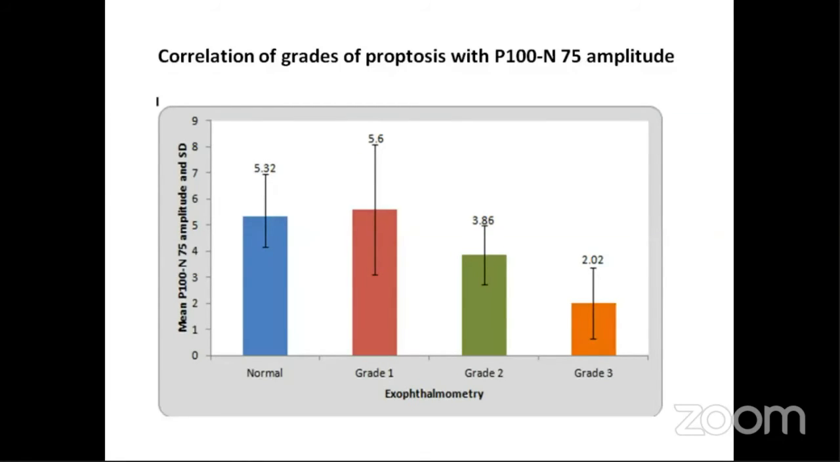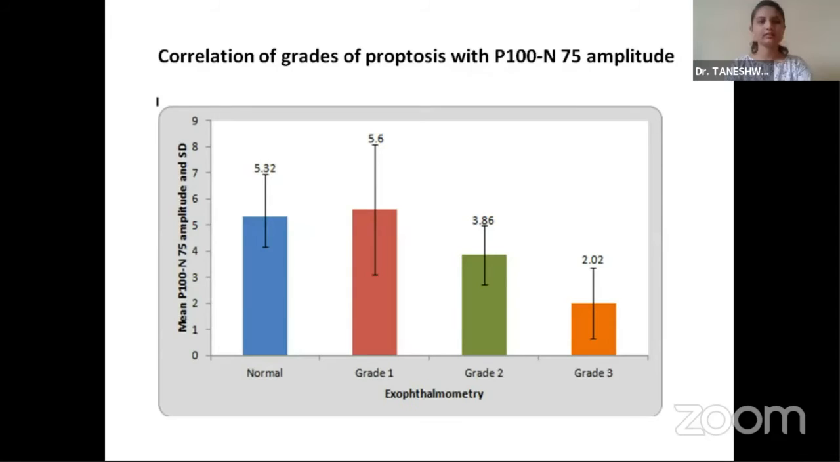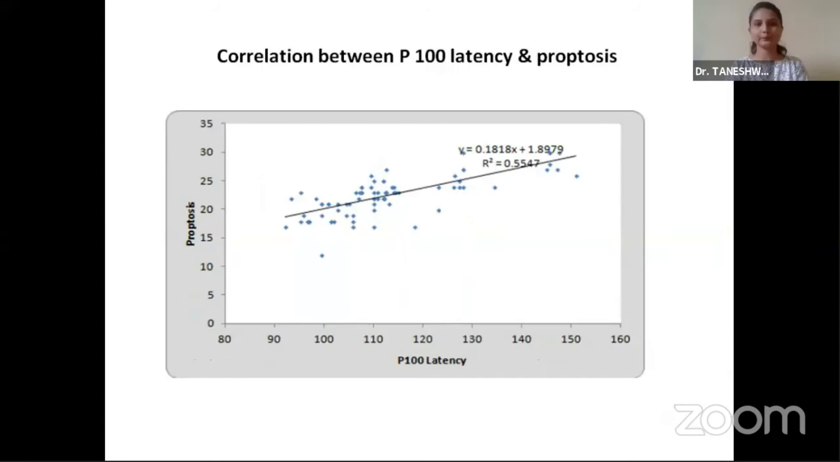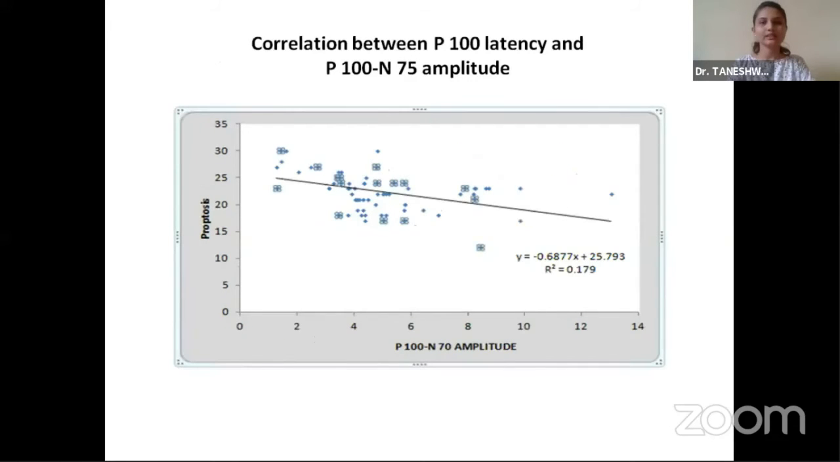With this graph, we see that as the proptosis increases, the amplitude goes on decreasing. This is the Pearson's correlation coefficient, where we can obtain an equation for the correlation between P100 latency and proptosis, which is given by y equal to 0.181x plus 1.89, where y is the proptosis in millimeter and x is the P100 latency. Here is a graph which shows the correlation.